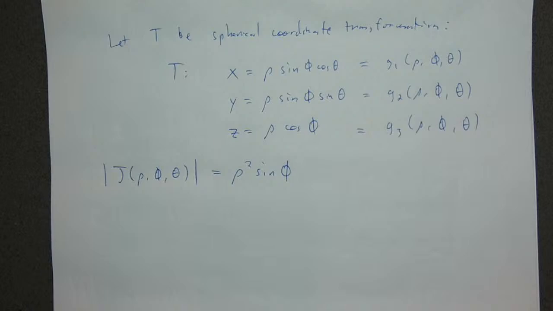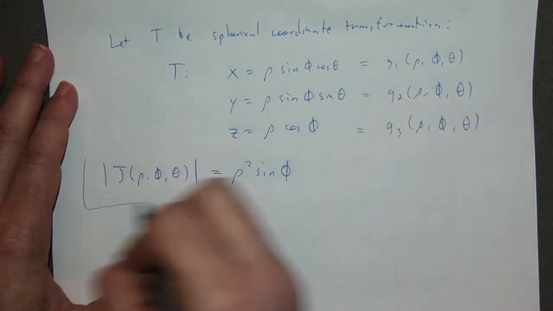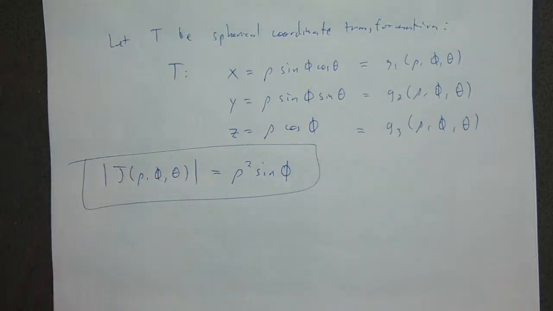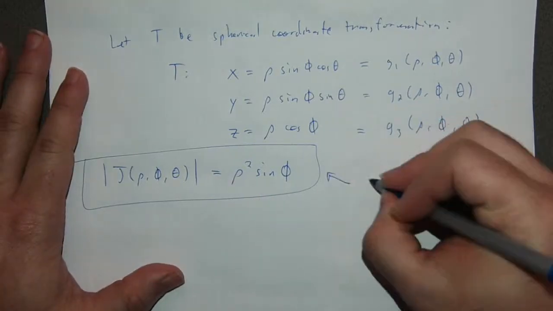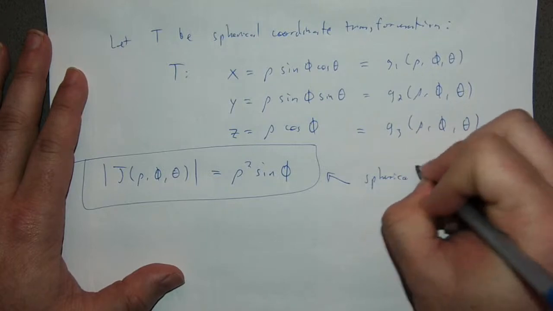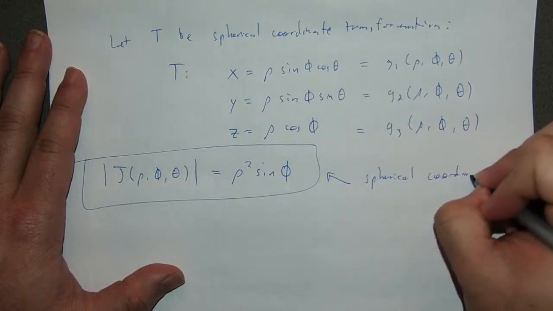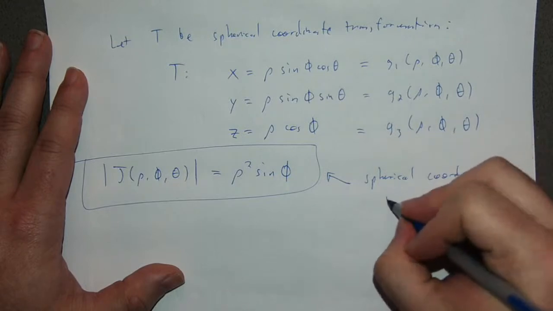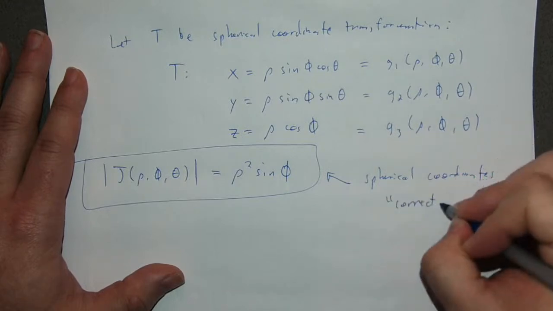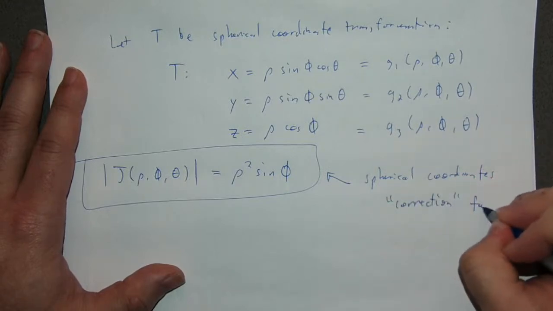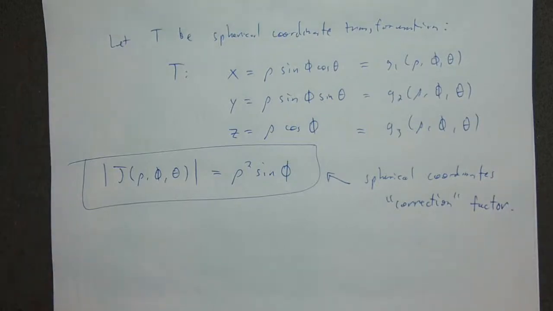You know how it works out. Why did you already know this? Because this is the factor in spherical coordinates. When you're doing a triple integral in spherical coordinates, this is the factor that shows up, right? So this is the spherical coordinates correction factor. Okay.